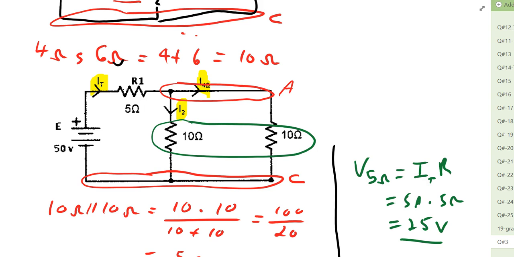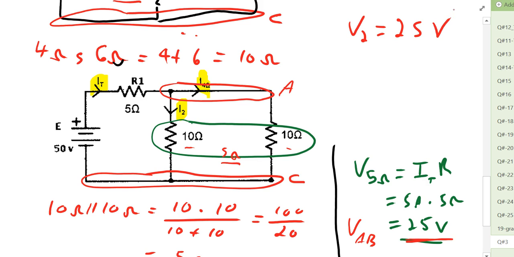And so basically what we're saying then is that this 25 volts here is the voltage between points A and B. Remember that these two 10s made up the 5 ohm value. If the voltage drop across this 5 ohm value is 25, then the voltage between points A and C is 25. What that means is that the voltage drop across resistor 2 is equal to 25 volts.